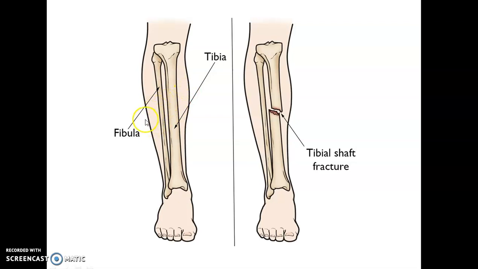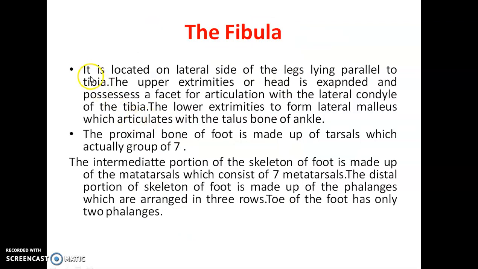Here is the fibula. The fibula is located on the lateral side of the leg, lying parallel to the tibia. The upper extremity or head is expanded and possesses a facet for articulation with the lateral condyle of the tibia.